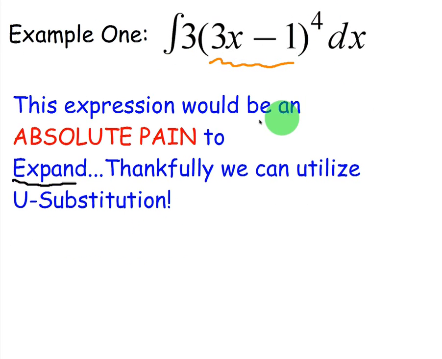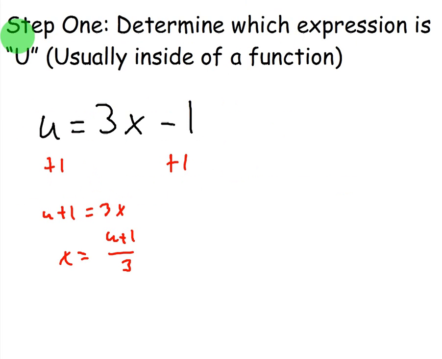This expression would be an absolute pain to expand. In other words, we don't want to take 3x minus 1 and multiply it by itself 4 times. In this case, it's going to be a lot easier to use U-Substitution, which is what we're going to do. So again, you cannot use a simple antiderivative rule here. That's when you know you're going to use U-Substitution. Let's take a look at some steps to get the right answer here. Step 1, determine which expression is U.